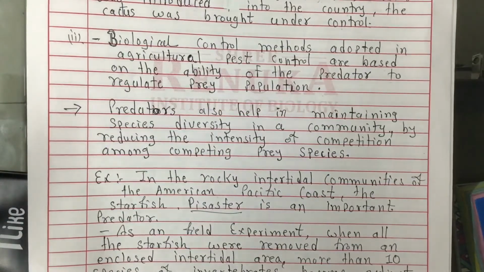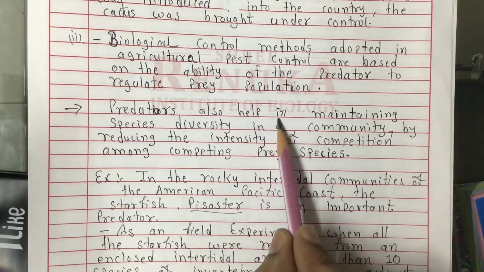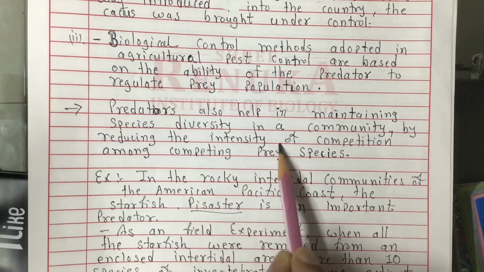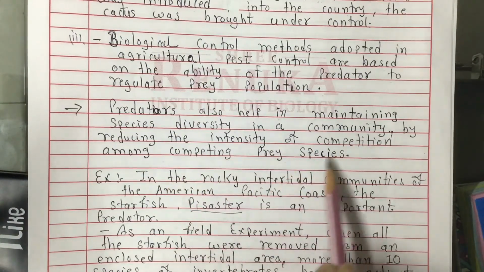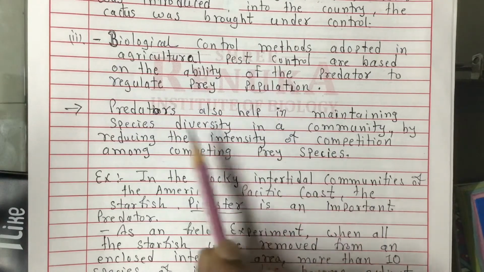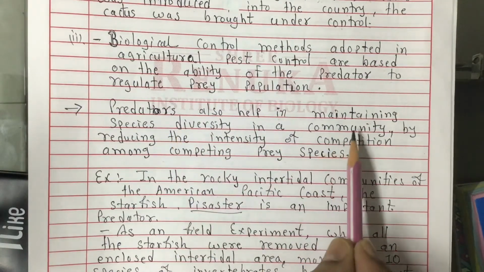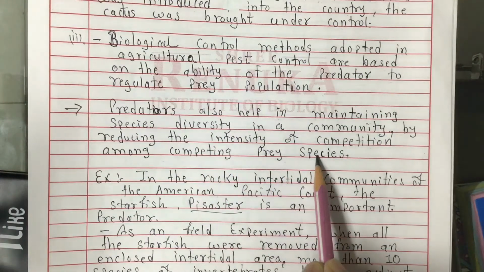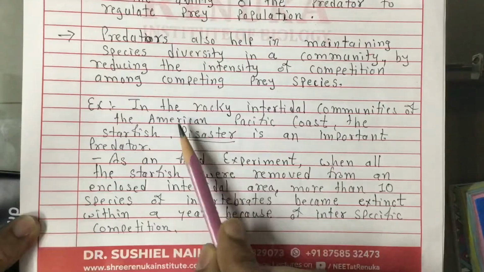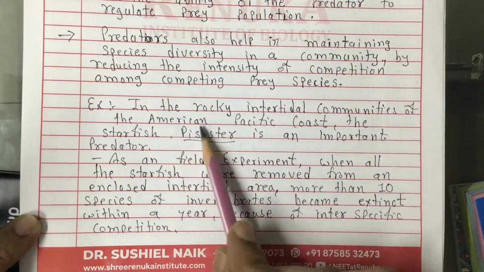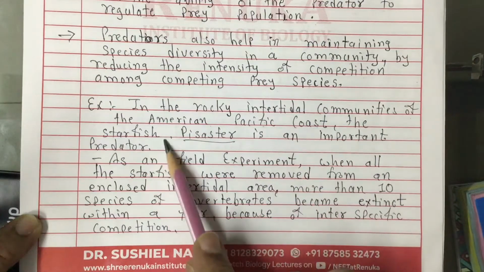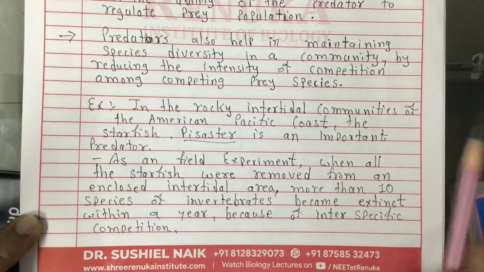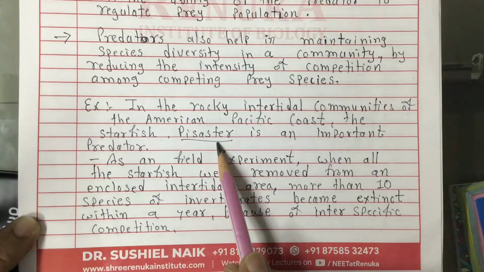The other concept of predation is that predators also help in maintaining species diversity in a community by reducing the intensity of competition among competing prey species. How is it possible that predators regulate, maintain, as well as induce diversity among the prey species? Let's have some examples to understand this concept. In the rocky intertidal communities of the American Pacific coast, the starfish Pisaster is an important predator. It eats most of the invertebrates present in that region.